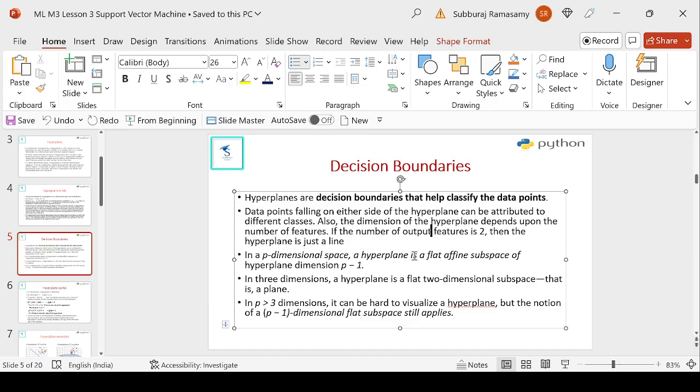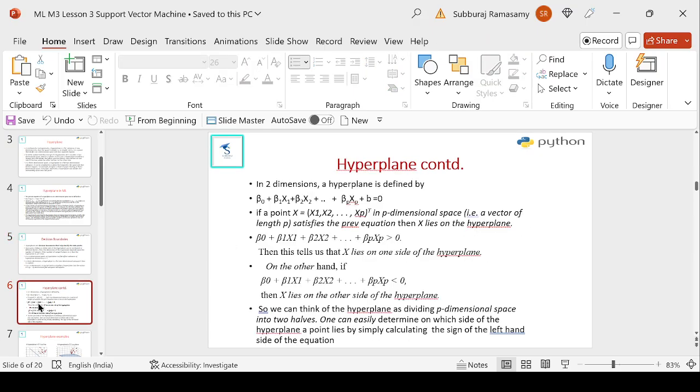In three-dimensional space, a hyperplane is a flat affine subspace of dimension p minus 1. In three dimensions, the hyperplane is a flat two-dimensional subspace. If p is greater than 3 dimensions, it can be hard to visualize a hyperplane. It will be there, but you can't visualize it. But the notion of a p minus 1 dimensional flat subspace still applies. In p dimensions, a hyperplane is defined by the equation beta naught + beta 1 x1 + ... + beta p xp = 0. It is the equation of the hyperplane.